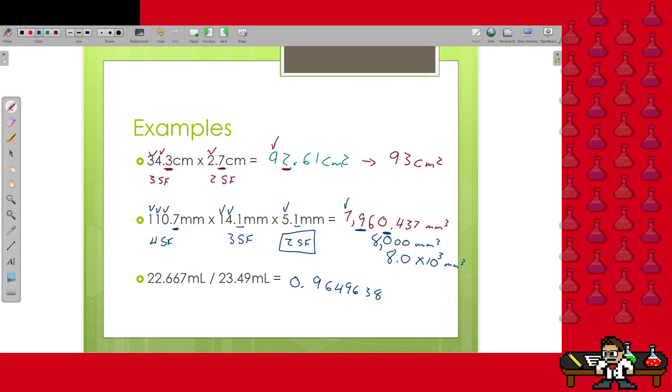We count up the significant figures in each of these numbers. So 22.667 is going to have 5 significant figures, and 23.49 is going to have 4 significant figures, which means that we're only 4 significant figures sure about our final answer, so we should round to 4 significant figures.